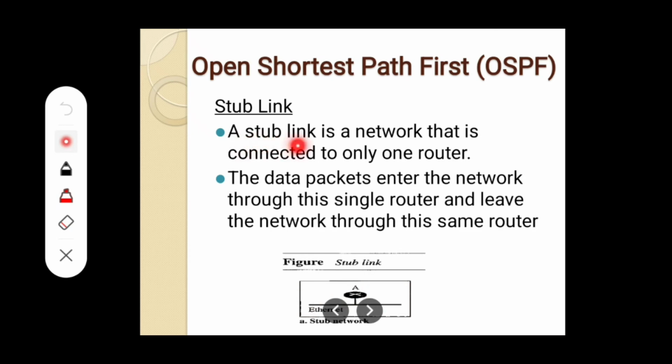Clear? A stub link is a network that is connected to only one router. The data packets enter the network through the single router and leave the network through the same router. It can enter through the same router and leave also through the same router. That is called a stub link.